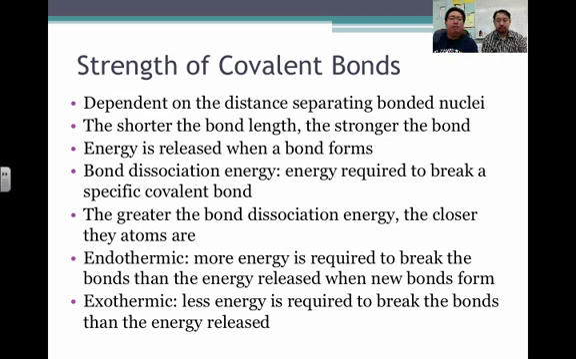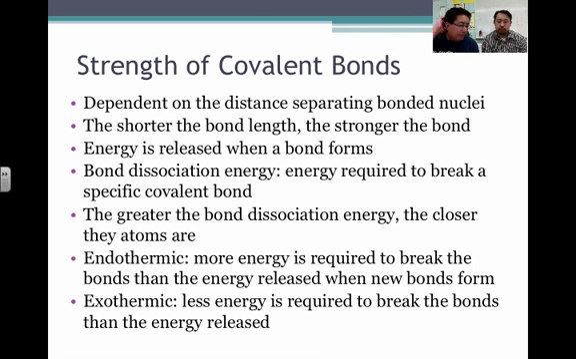In terms of strength of covalent bonds, we can actually measure how strong a covalent bond is, or the amount of energy that we would get if we broke the bond. Very similar to lattice energy for ionic bonds. But there are a lot of considerations, just like for lattice energy. For covalent bonds, the distance of the bonded nuclei matters. If the bond length is short, the bond is much stronger. Energy is released when a bond forms, just like with lattice, and so there's energy required to break a bond as well. The greater the bond energy, the closer the atoms are together.